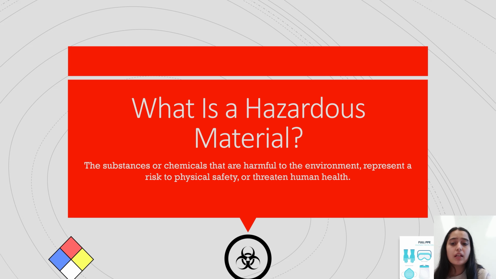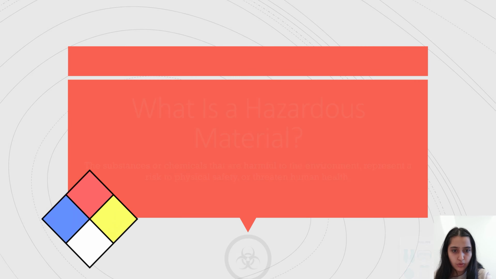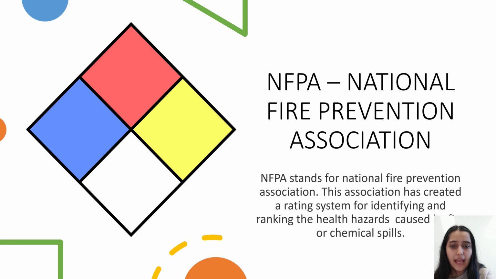NFPA stands for National Fire Protection Association. This association has created a rating system for identifying and ranking the health hazards caused by fire or chemical spills. The NFPA label is diamond shaped, having four smaller diamonds which have numbers written on each of them. The colors in the diamond represent the type of hazard the particular chemical or substance will cause. The numbers indicate the level and strength of danger.